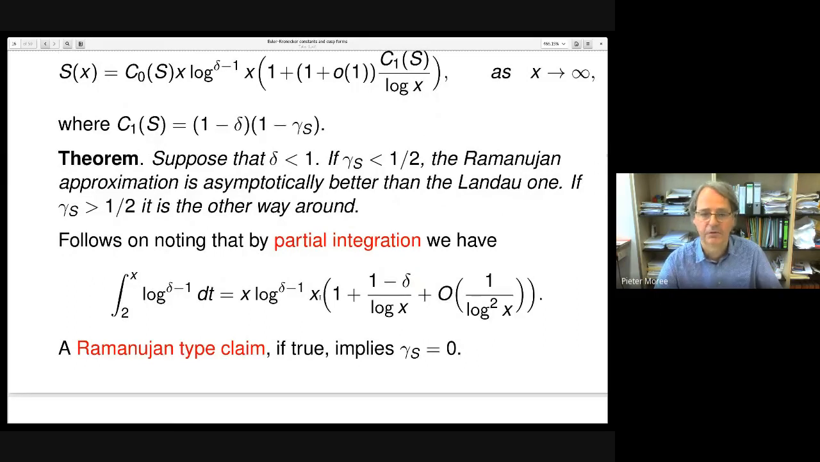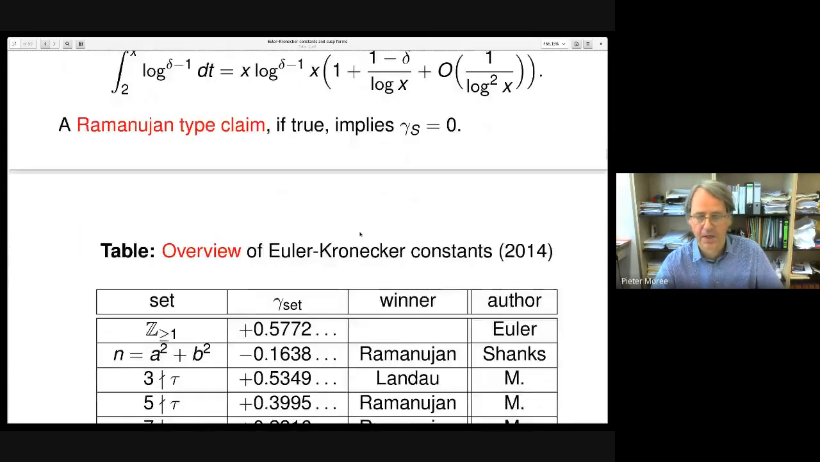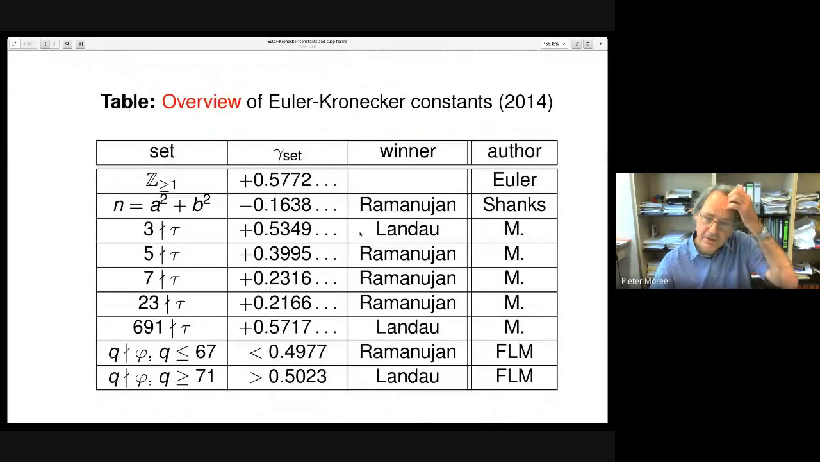On the other hand, it also means that if Ramanujan is correct, in essence, what he is saying is that some Euler type of constant is equal to 0. So that's a pretty wild statement. And so if you think of this as the usual Euler constant, so likely some very transcendental number, then he's saying that there is a very simple formula for some very simple transcendental number. Okay, so this is the general setup for the Euler-Kronecker constants.